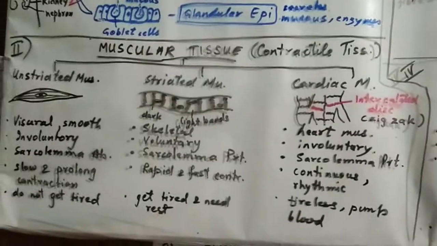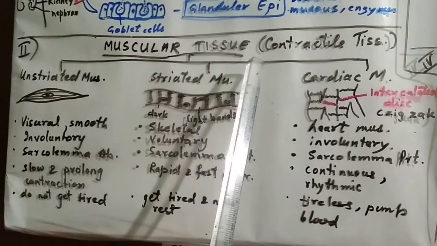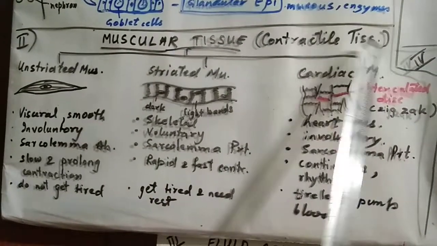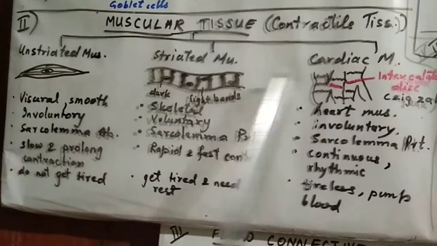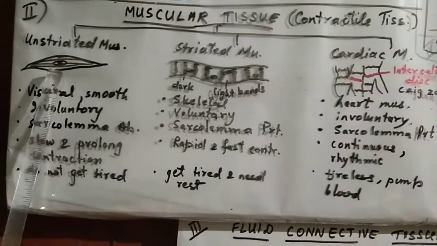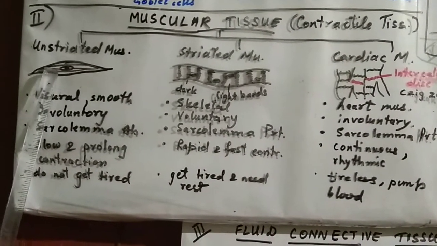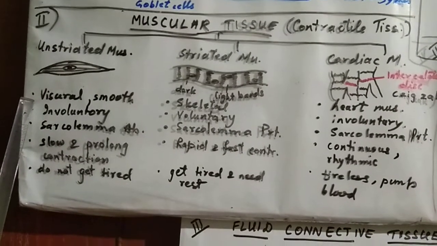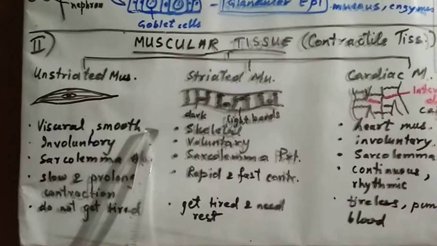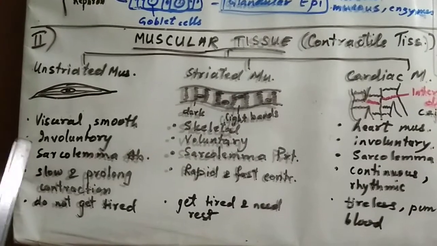The second tissue in animals is muscular tissue. Muscular tissue, generally we can say, is contractile tissue. There are three types in our body. The first one, unstriated muscles. The shape of the unstriated muscle is spindle shape. They have a single nucleus. They are present in the visceral part of the body, so they are visceral muscles. They are smooth muscles. As they are not controlled by our brain or will, they are involuntary in function.